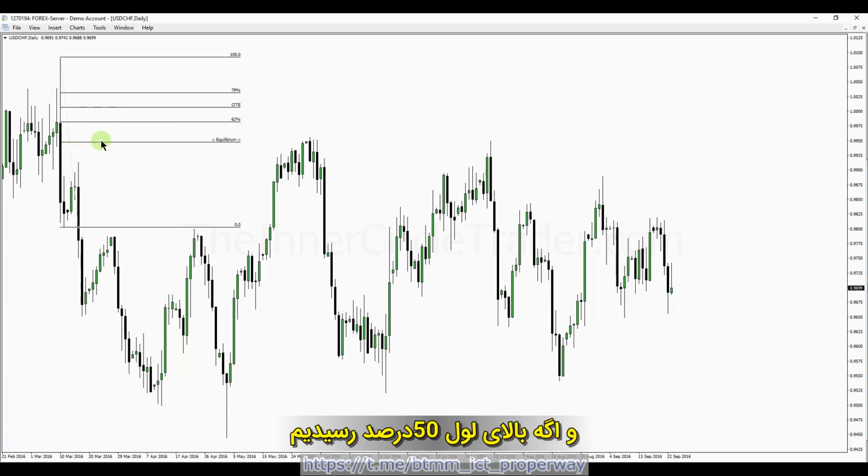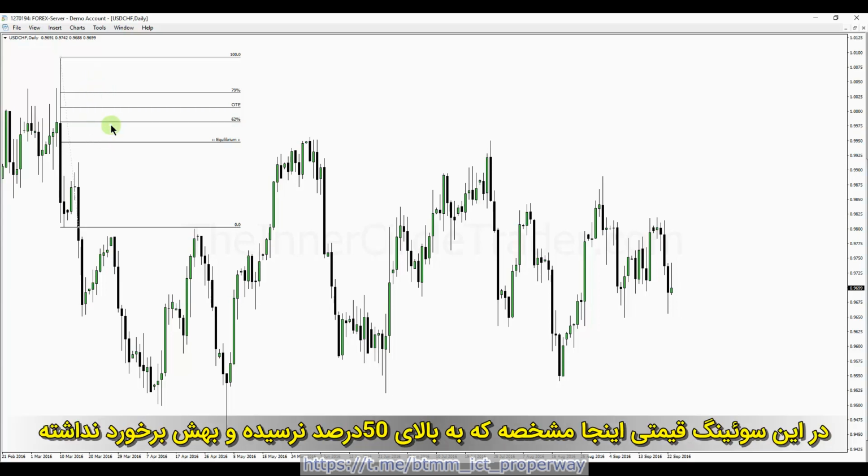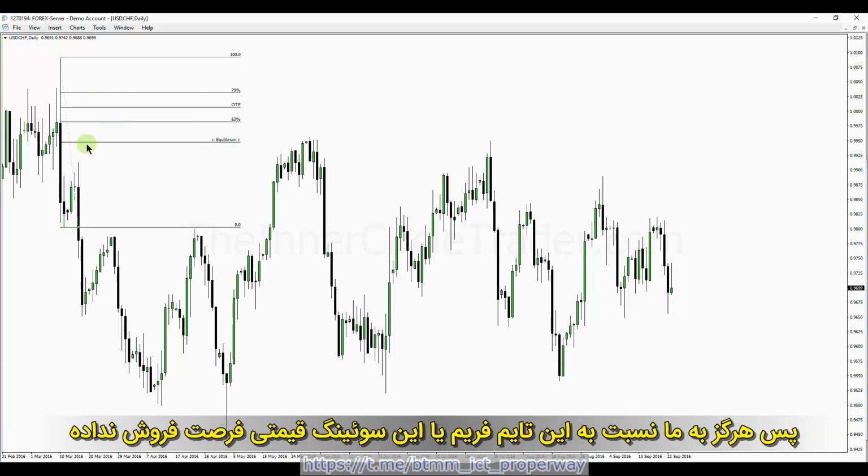And if we get above the 50% level, we start getting into what would be deemed as overbought, or at a premium level. On this price swing here, it obviously never gets above the 50%, never even touches it. So it never gives us an opportunity to get short relative to this time frame or this price swing.